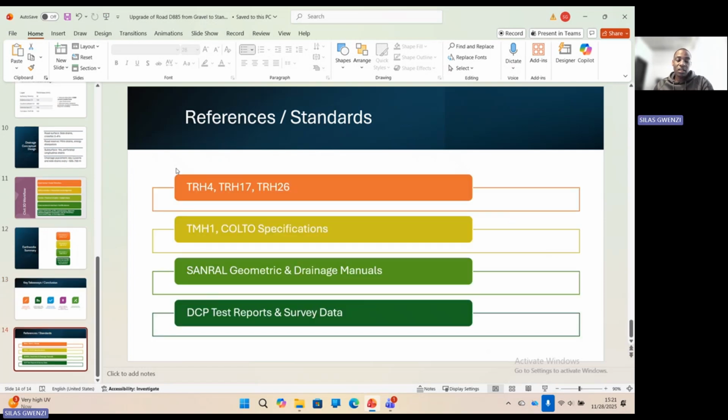The references for this design project were the TRH4, TRH17, TRH26, TMH1 and COLTO specifications, and SANRAL geometric design and drainage manuals, and the DCP test reports, as well as the survey data which was provided by the university.